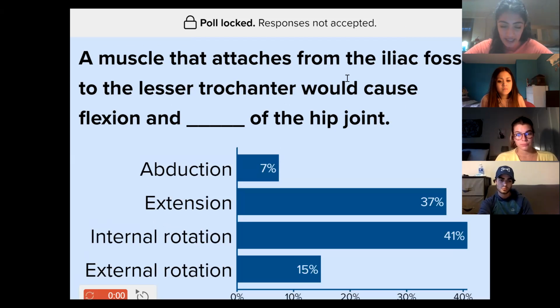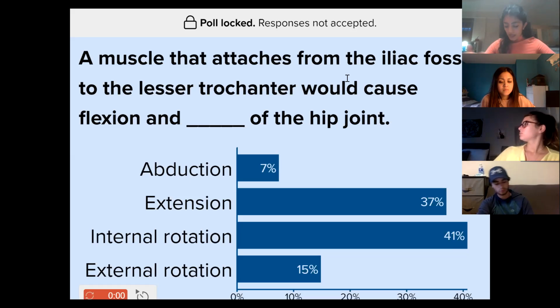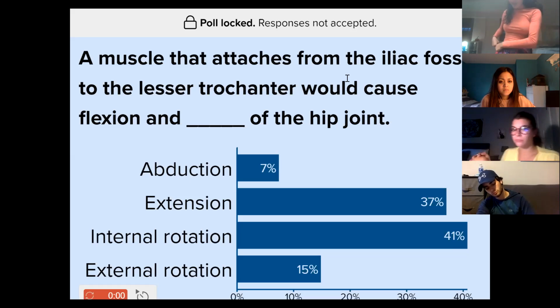External rotation, exactly. So when I was looking at this question, I also thought internal rotation would be a valid answer. What is really important to do in these types of questions is first identify where the two attachments of this muscle are, iliac fossa and lesser trochanter. We got that. Now let's draw the shortest path between those two. We drew that, right?